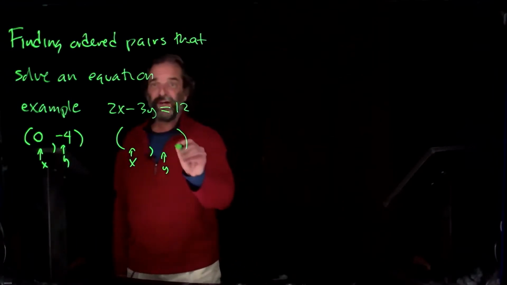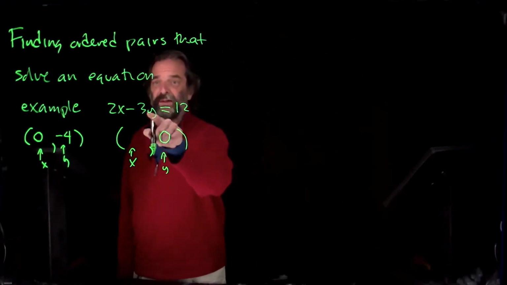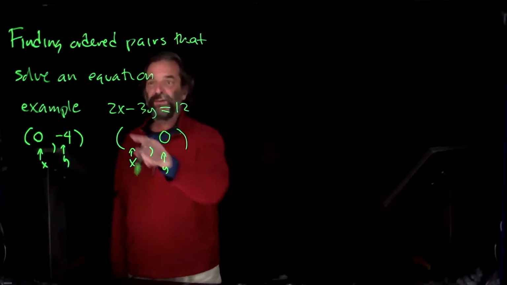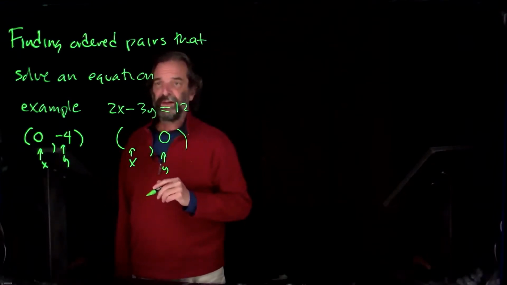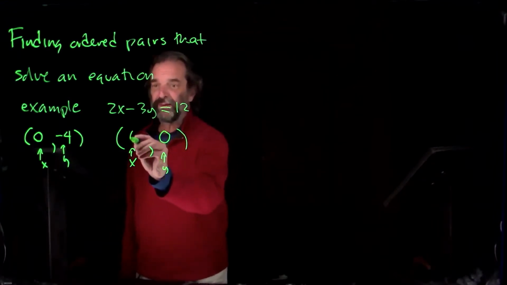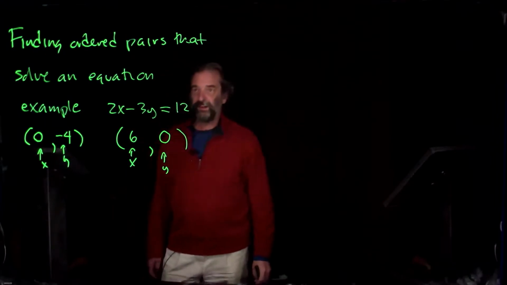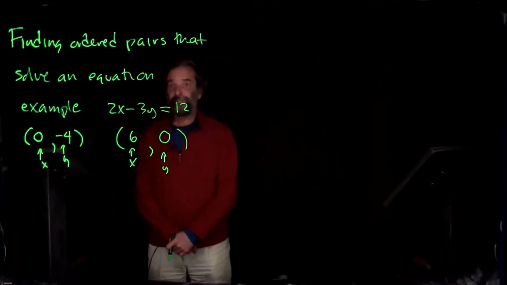We'd also try setting y equal to 0. Now that minus 3y is 0, so we just get 2x is 12. We know 2 times 6 is 12, so 6 comma 0 gives you another ordered pair.